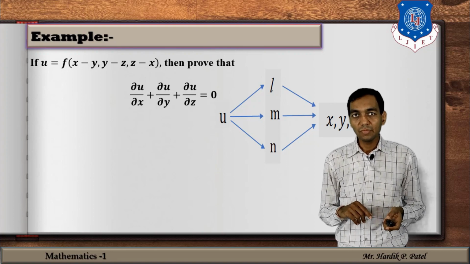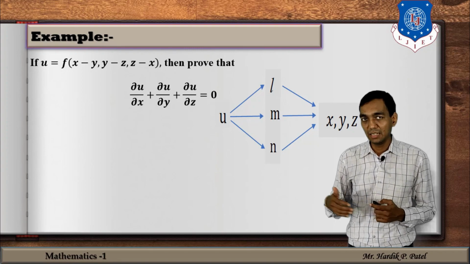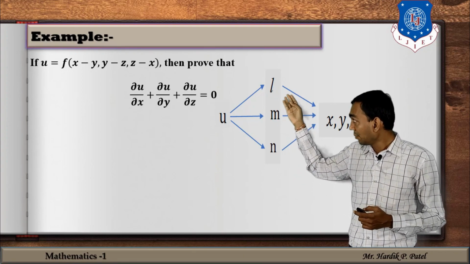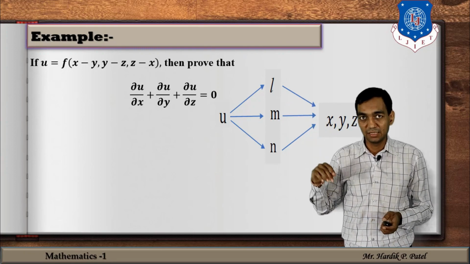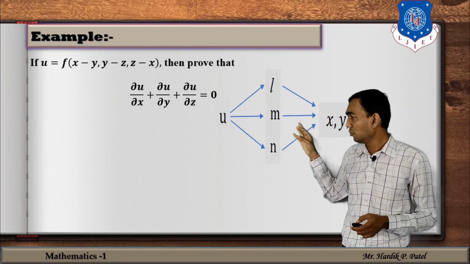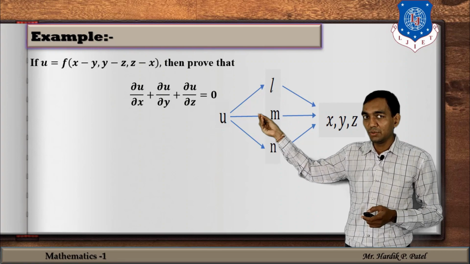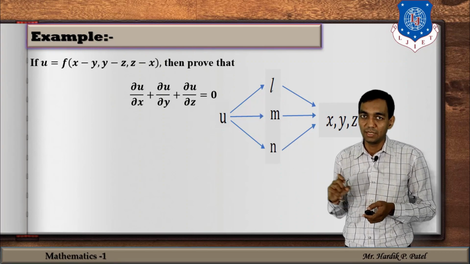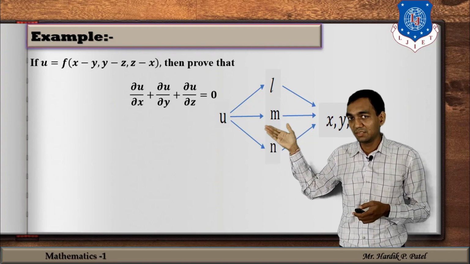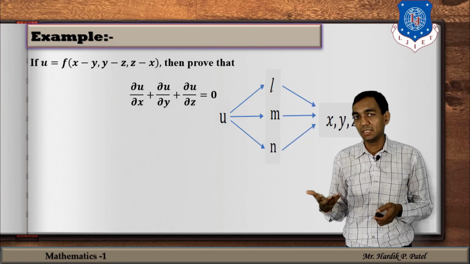Now, we are going with an example. See, now here we are starting with: if u is a function of x minus y, y minus z, z minus x, then prove that del u by del x plus del u by del y plus del u by del z is equal to 0. See, here you have not been given the function directly in the form of x, y, z, but you have been given that it is a function of x minus y, y minus z, z minus x, and you have to differentiate it with respect to x, y and z.